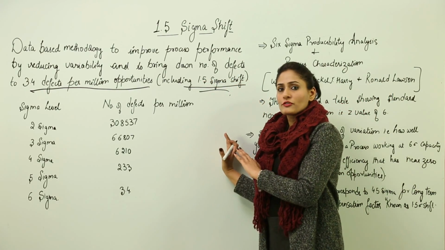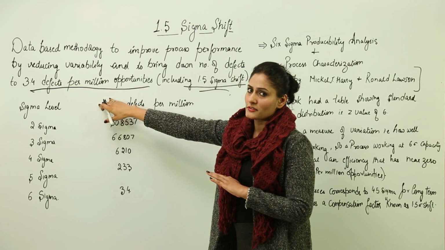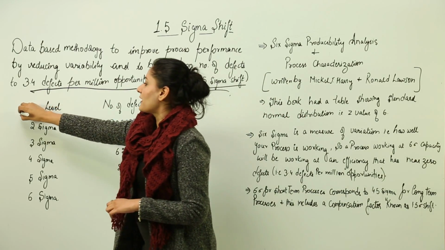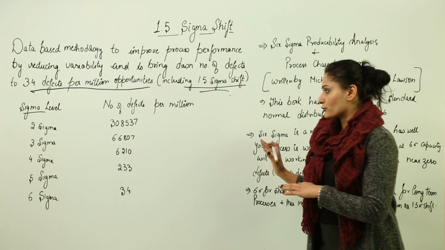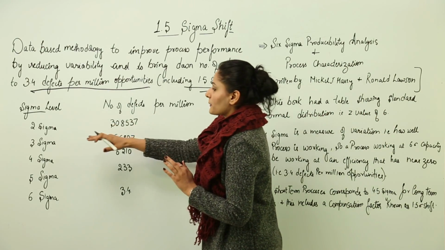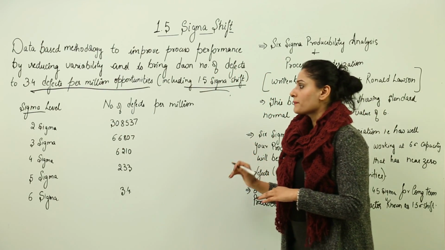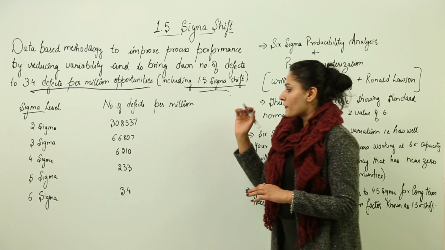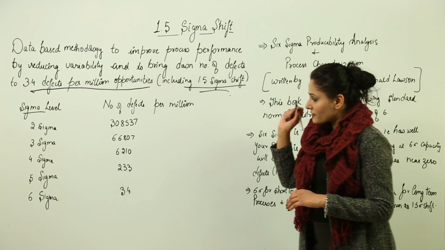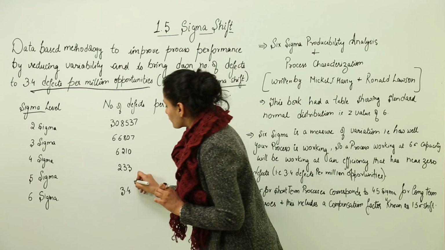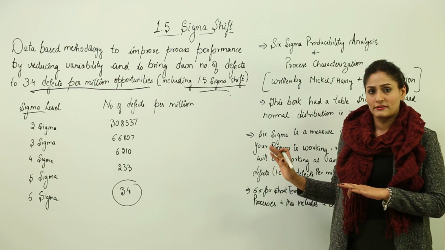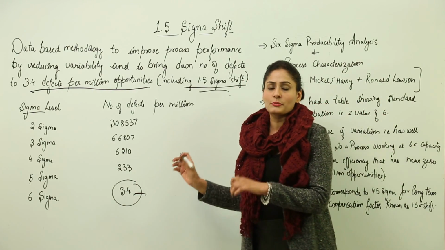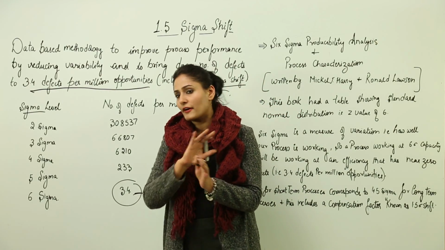Now this is something which confuses many: why do we have to bring down the defects to this number, and what is this 1.5 sigma shift? If you look at this table, it has the Six Sigma levels and the corresponding number of defects. At 2 sigma, the number of defects per million is 3 lakh something. At 3 sigma, it's 66,000 something, and 4 sigma is 6,210. For 5 sigma, this number is 233, and for 6 sigma, the corresponding number is 3.4 defects per million opportunities. This is ideally a near zero number of defects. If we can achieve this, our processes have near zero defects, like they are flawless.